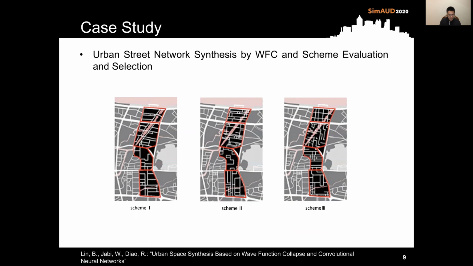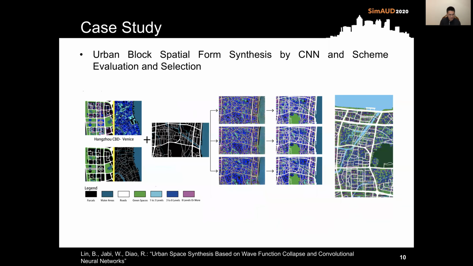The evaluation indicators of urban street network include the density of the street network, the accessibility of street network, and the integration degree of context. After that, urban block spatial forms and urban street networks from database are used as paired training examples. Convolutional neural network is used to generate squares and buildings with different heights. The generated urban block spatial forms are evaluated, and the optimal option is selected.